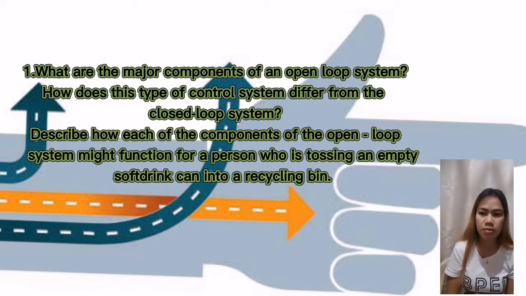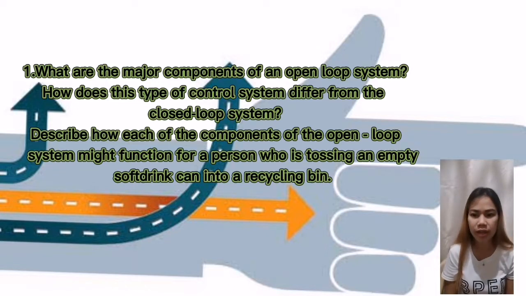The executive is the command signal of a person who is planning to toss the empty soft drink can into a recycle bin, because the executive is response selection and response programming. In other words, it is the decision maker, or the determined action to be taken to maintain the desired goal. And the effector here is when he tosses the empty soft drink can, because the effector is the one who carries out the direction given by the executive.